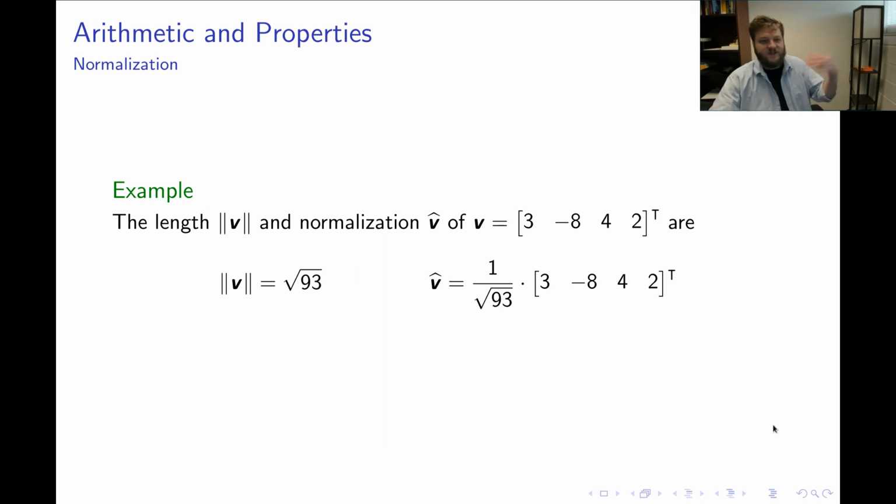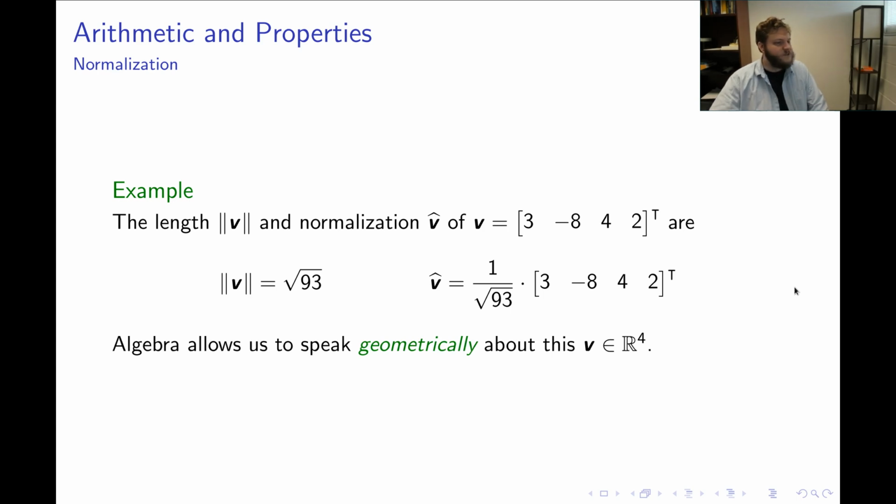Great. So here's an example illustrating the process. Here I have a vector in R4, (3, -8, 4, 2). The length of this vector is the square root of 93, so that's the square root of the sum of the squares of all of those coordinates. And then the normalization would be 1 over that length, so 1 over root 93, multiplied by my original vector. So the point here is that this algebra that we're developing allows us to speak geometrically about vectors. And this is a vector in R4, so that's living in some dimension that humans aren't quite equipped to fully comprehend visually. Nonetheless, this arithmetic allows me to talk about the geometry of R4.